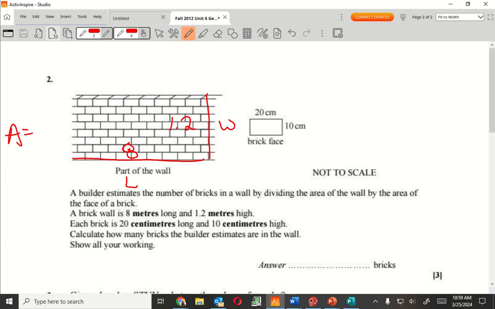And the problem is I'm dealing with meters and centimeters at the same time. Uh-oh. Anyone know how many centimeters are in a meter? 100. The word centa means 100.